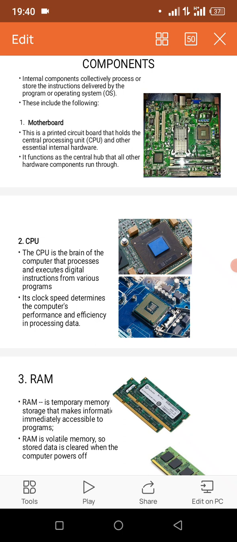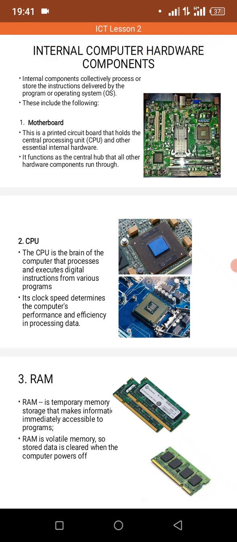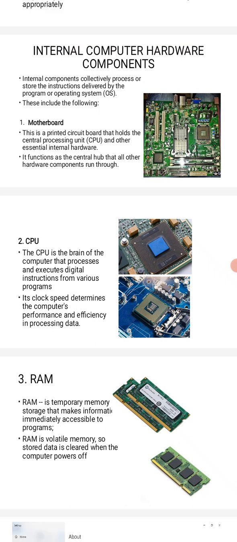So number two, let's go to the CPU. This CPU is the brain, as it is explained here. It's the brain of a computer that processes and executes digital instructions from various programs. So what is a brain? A brain is something we use when, let's say, we look at a paw and have to think, what type of paw is this? Or maybe let's say we look at a person.